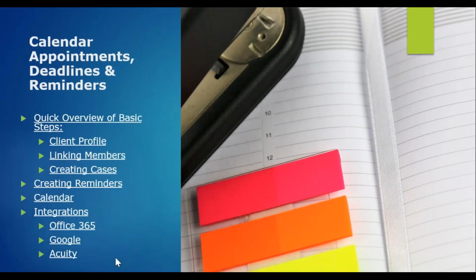So as always, we try to give you a quick overview of the basic steps on how to create a client, how to link the members, and create a case. I'm going to show you how to create reminders, how to use a calendar and integrate it if you have Office 365, your Google Calendar, and also if you have a subscription with Acuity, the scheduling service, so that your clients can look at your availability and book an appointment.